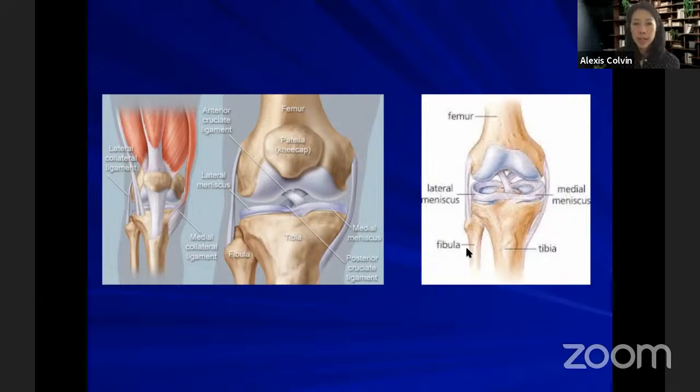The white coating that's at the end of the bones is called cartilage. And then you also have something called the meniscus. If you look at the picture on the right, the kneecap is taken away, and you can see that there's a meniscus on each side of the knee, the left and the right side of the knee, or we typically call them the medial and the lateral meniscus. Next slide, please.